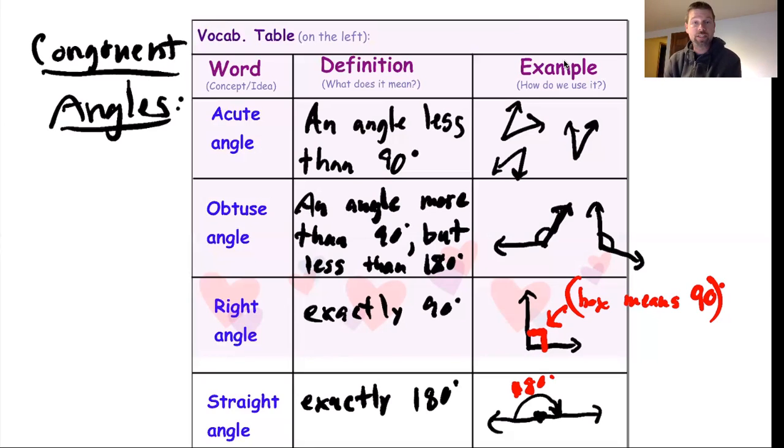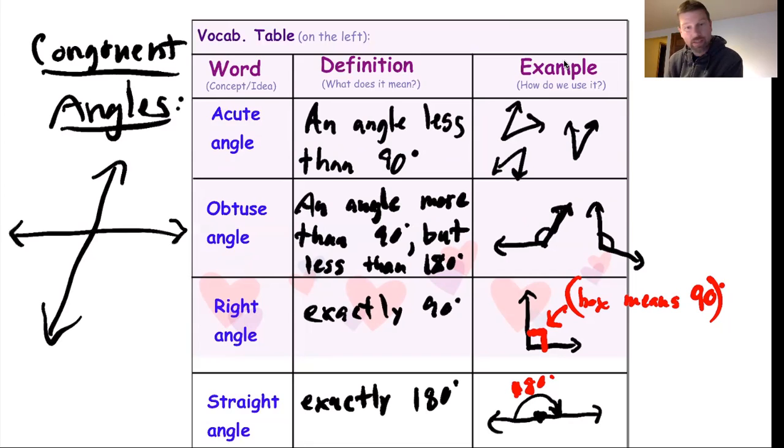Just like segments can be marked with tick marks, congruent angles can be marked with little curves. So you'll notice how, here, I'll just make an example. Let's say I'm going to do two intersecting lines, ones that cross. And we're going to learn this later, but two intersecting lines actually make congruent angles. I'm going to make it really obvious.